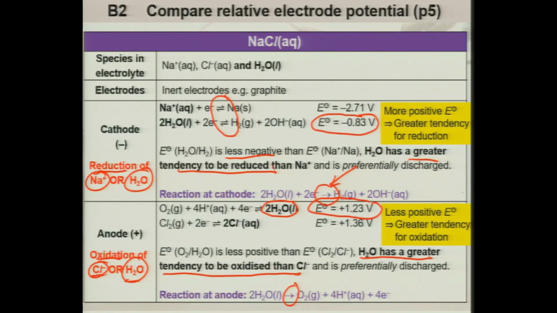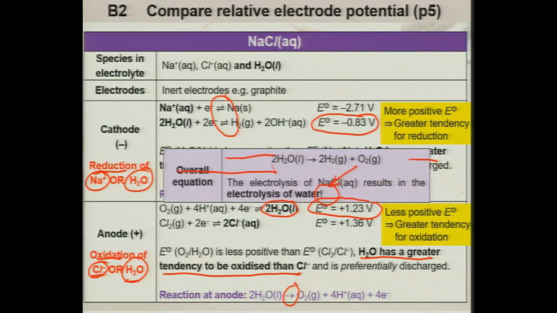Now, if I combine the equation, interestingly, you will realize it's actually the electrolysis of water. So this is my second factor that I've covered. Once I realize that more than one species can be oxidized or reduced at a particular electrode, you need to compare the E0 values. You need to look at your data booklet and call up the correct value.